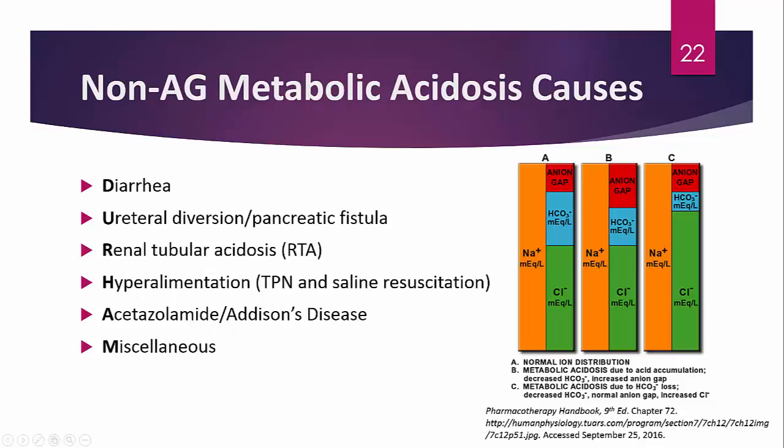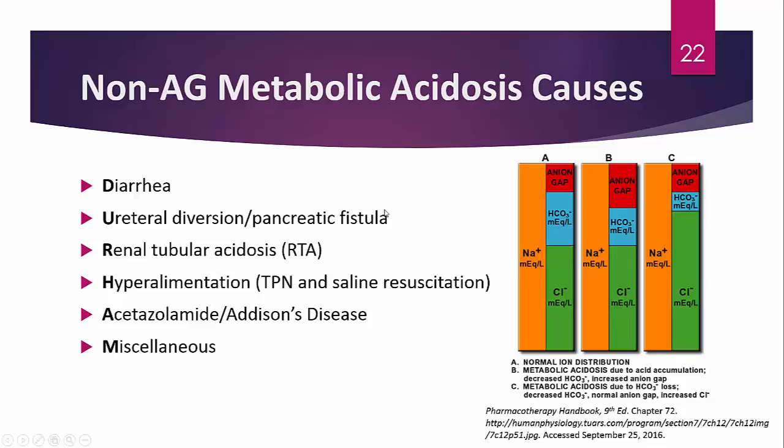In terms of causes of non-anion gap metabolic acidosis, those include DURHAM, or D-U-R-H-A-M. Those are listed as diarrhea, which can cause a metabolic acidosis as a result of losing bicarb from the lower GI tract. Ureteral diversion and pancreatic fistula, because sometimes you can lose bicarbonate through these methods.